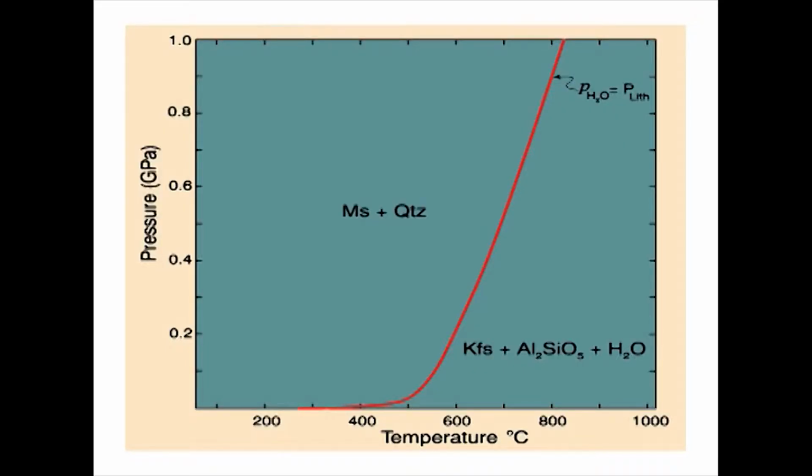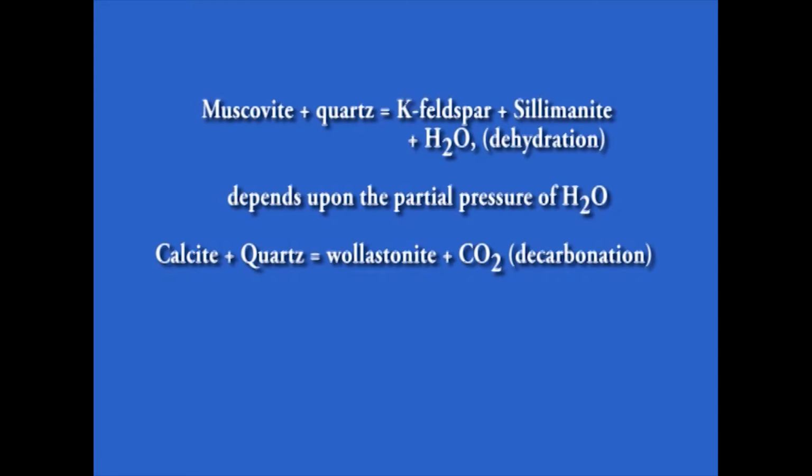Devolatilization reactions are net transfer reactions that involve the liberation of a volatile phase: H2O for dehydration reactions or CO2 for decarbonation reactions. Examples of dehydration and decarbonation reactions: muscovite plus quartz gives rise to potash feldspar plus sillimanite plus water. Dehydration depends upon the partial pressure of water.